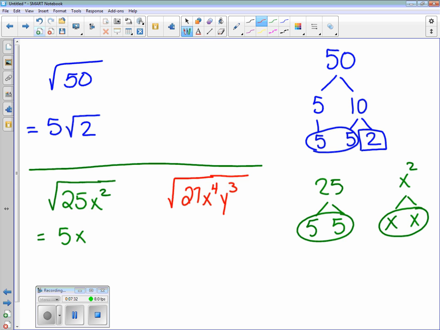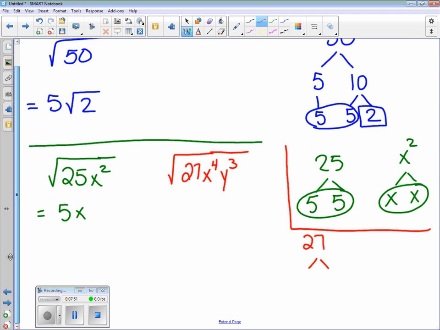Is the square root of 27 a perfect square? If I type it into my calculator, do I get an exact number? You shouldn't. So we're going to need to make a factor tree, right? Let's do a factor tree of 27. What do I get? 3 times 9. I think you're jumping ahead. So we have 3 times 9. 3 is prime, 9 is not.